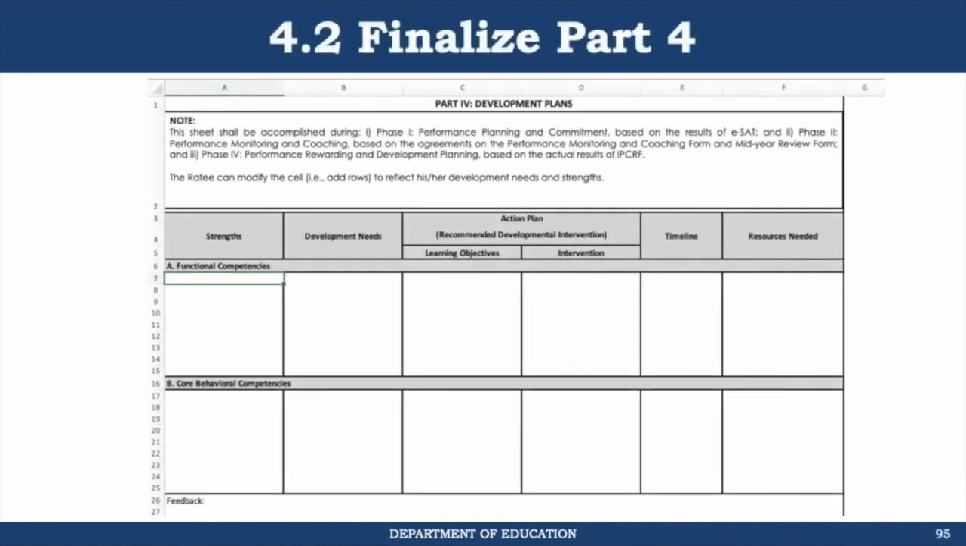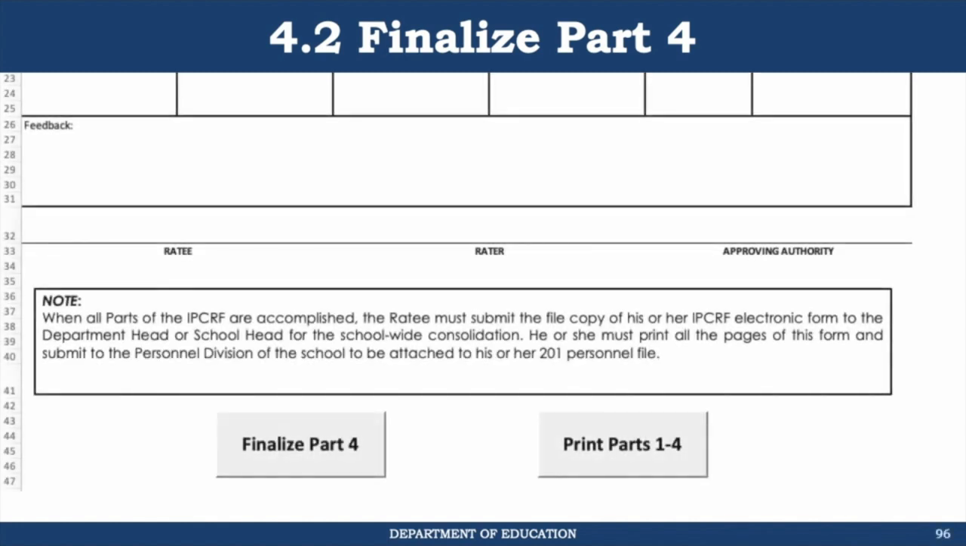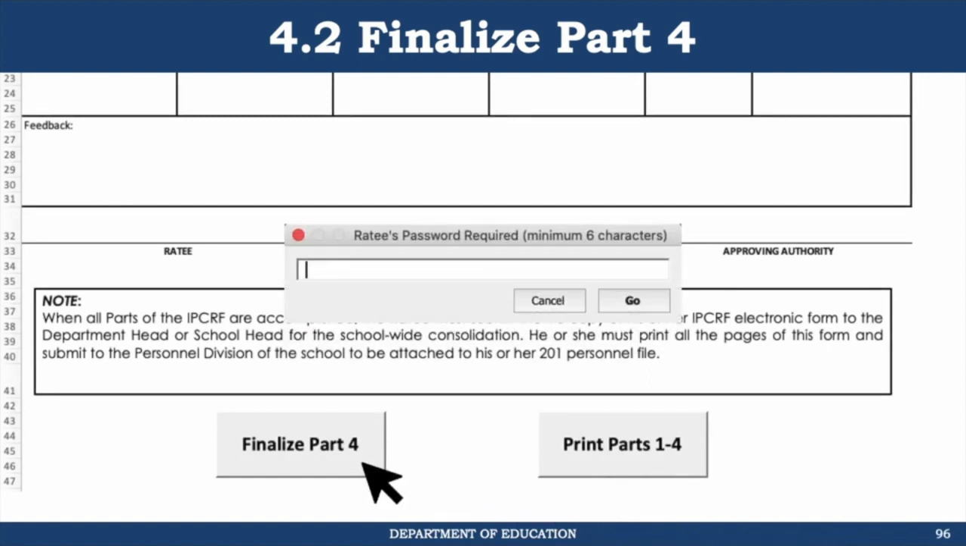Again, you will confirm that Part 2 has been locked or finalized because the screen or the background color has turned red. Finally, the ratee opens Part 4 and encodes his or her development plans. After encoding, at the bottom, the ratee will click the Finalize Part 4 button, which will again prompt for the ratee's password that he or she set when finalizing Part 2. After inputting the ratee's password, click the Go button, and that should lock Part 4.